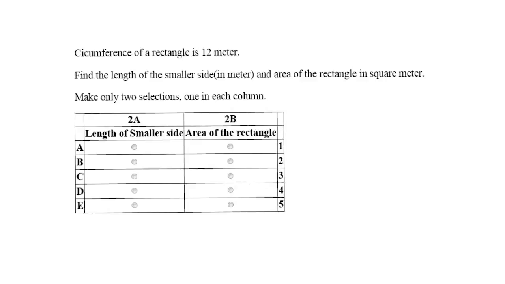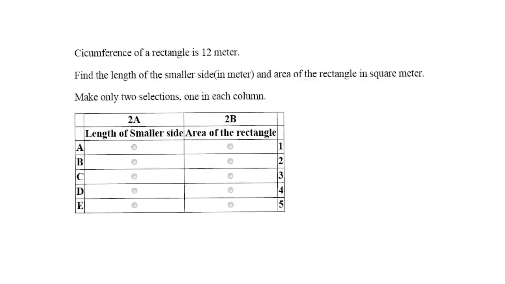The circumference of a rectangle is 12 meters. What is the question? Find the length of the smaller side in meters and the area of the rectangle in square meters. You have to find 2 values. One is the side, there are 2 sides, it is the smaller side. And the second one is the area of the rectangle.